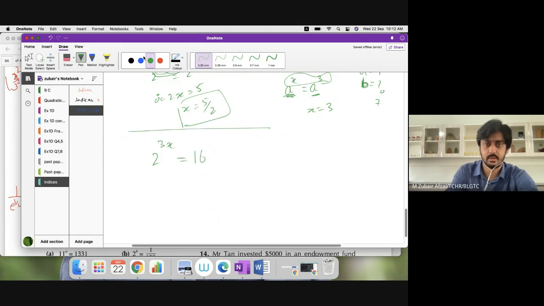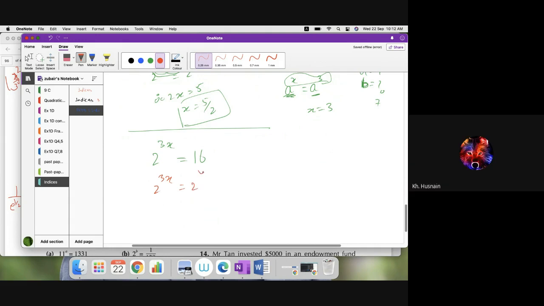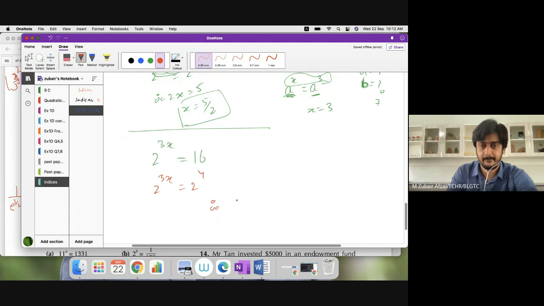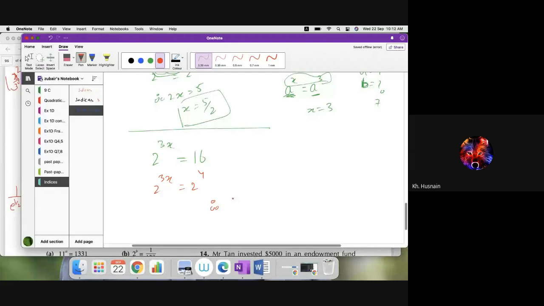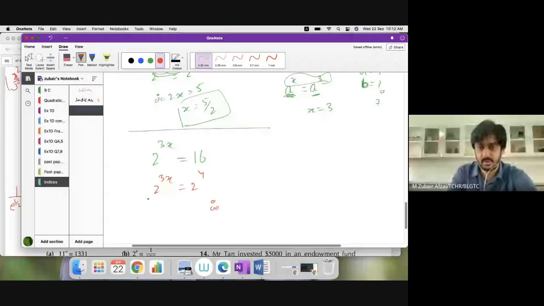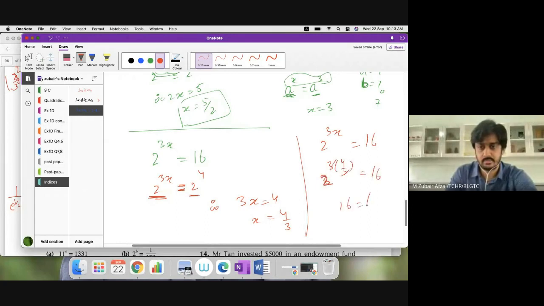Try this. This is 2 raised to power 3x is equal to 2 raised to power what? 4. Now what should I write? May I compare these powers? Yes sir. This is the same base, 2 to the power, this is also 2 to the power, and they are equal. So we can write 3x is equal to 4. So x is equal to 4 by 3. Let's also check by putting it back. 2 raised to 3x is equal to 16. If I put x as 4 by 3, do I get 16 is equal to 16?